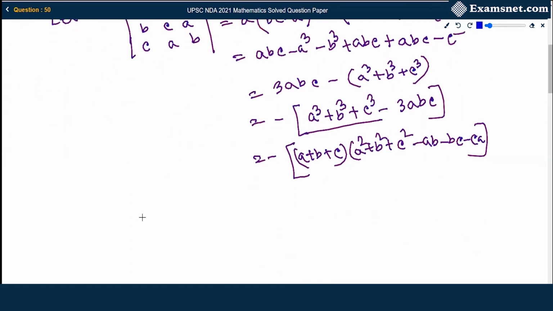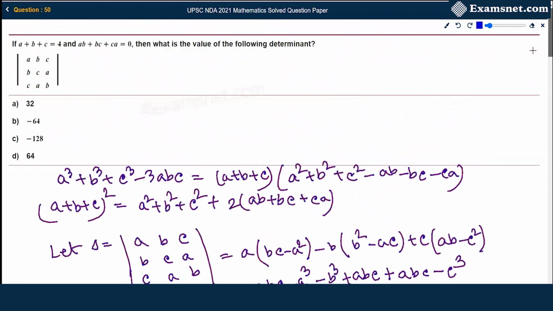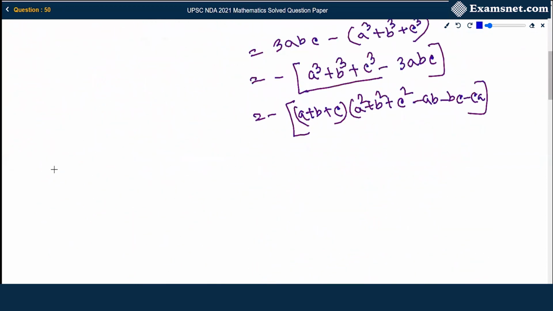Okay, now we already know some given values, that is A plus B plus C equals 4 and AB plus BC plus CA equals 0, right? Let me write it all down. Given: A plus B plus C equals 4 and AB plus BC plus CA equals 0. We are going to use these values. Okay, so here we need to find the value for A plus B.